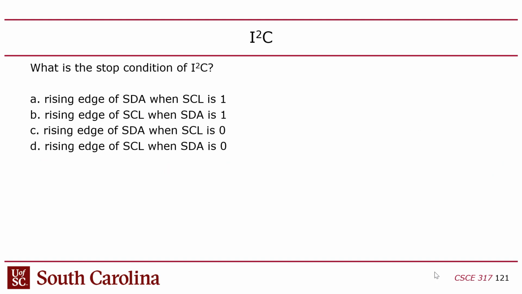Okay. So this is just an example quiz question. What's the stop condition of I²C? The clock being 1 is the key here. If you change the data when the clock is 1, that means something special. So rising edge of SDA when the clock is 1. Did I get that right? Yes. A.